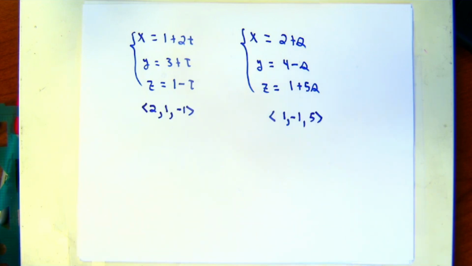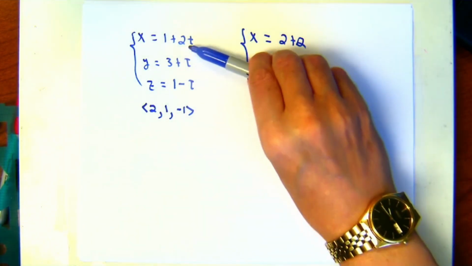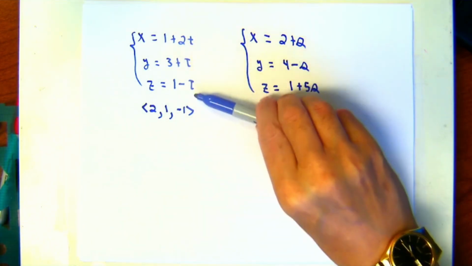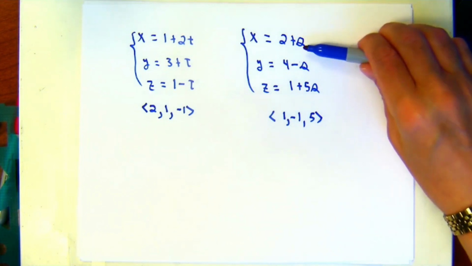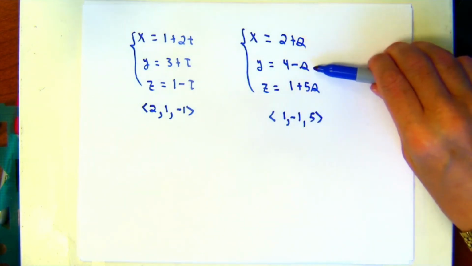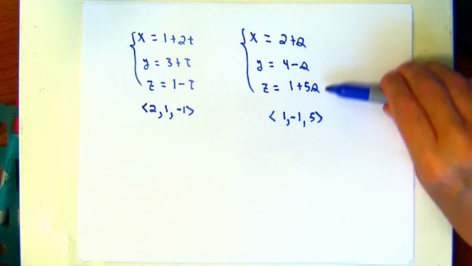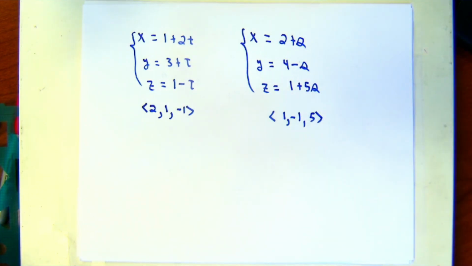A direction vector for that first line is 2, 1, -1, the coefficients of the parameter. A direction vector for this line, 1 times s plus -1 times s, 5 times s, is 1, -1, 5. I have to ask myself, are these 2 vectors multiples of each other? Do they point along the same straight line direction? And I think the answer is pretty obviously no.